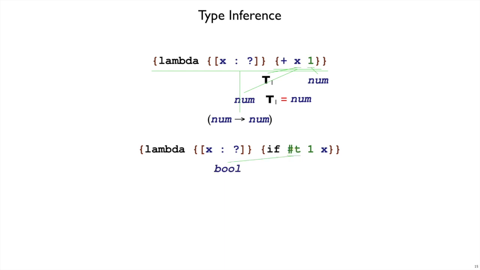and the type checker for if makes sure that the test has type bool. 1 is of type num, and then x is going to be some type variable, t1. And now the type checker needs to make sure that this is bool and that these two are the same type. That comparison will again force t1 equal to num so that the overall if expression can have type num. That means the overall function, of course, has type num arrow num again.